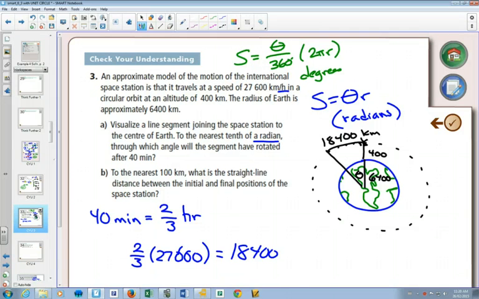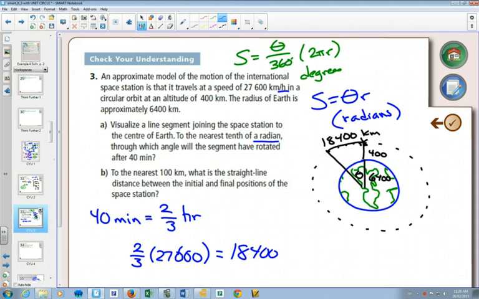Okay, my scale doesn't look like it's very accurate at this point, because my 18,400 looks just a little bit more than my 400 kilometers. But that's okay. That's the nice thing about pre-calculus. You don't have to draw anything to scale. You just have to have the basic idea and then work from there.